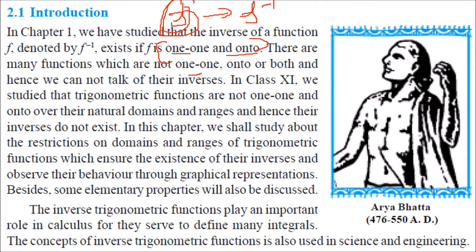So the trigonometric functions, as we have seen in the previous discussions, in the natural domain and range, the inverse does not exist. Please understand, for trigonometric functions in the natural domain, the inverses generally don't exist. So what we will do here is take that domain and range and restrict it, for which the inverse of the trigonometric function exists, and we'll also discuss some elementary properties.